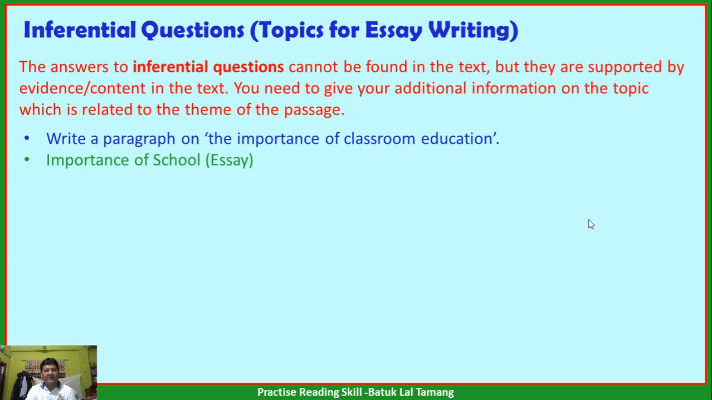For example, write a paragraph on the importance of classroom education. To write or speak on this topic, you cannot find the exact answer in the poem, in the passage, in the text, but the content given in the poem is somehow related to this topic. So this is called an inferential question, and this can be the topic for an essay. Write an essay on the importance of classroom education. Another inferential topic can be the importance of school. Write an essay on the importance of school.